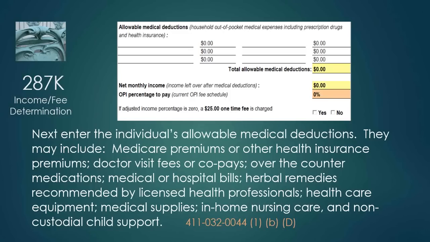Now, remember, we're trying to get a monthly amount, so we'll want to make an estimate of how much this is a month. So if they only see their doctor once a quarter and they have a copay, we'll need to split that up 4 ways to try to determine a monthly amount.